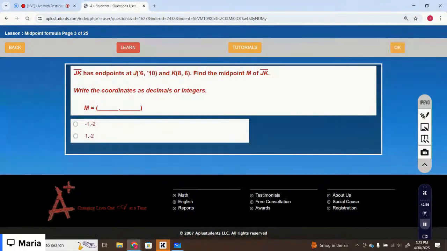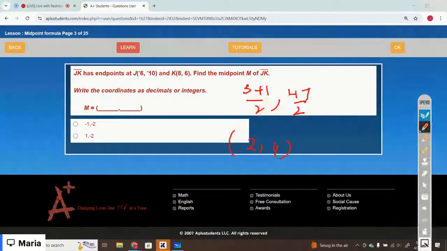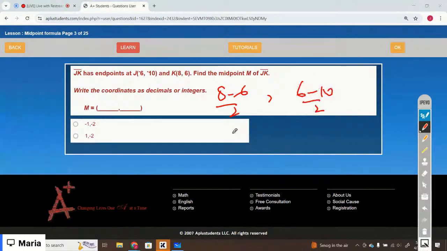JK has endpoints J negative 6, negative 10, and K 8, 6. Find the midpoint M of JK. So that is x1 plus x2 over 2, that is 8 minus 6 over 2, and 6 minus 10 over 2. That is 1 and negative 2. Option number 2 is the correct option.